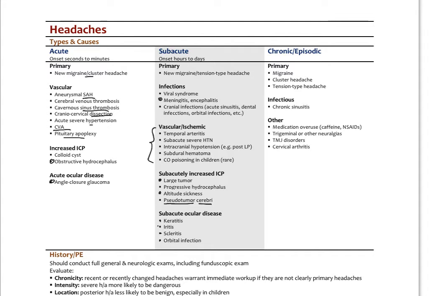And then chronic headaches, our primary ones would be migraine, cluster, tension, so we're going to discuss those in depth. Infectious headaches like chronic sinusitis, and then medication overuse, caffeine and NSAIDs, trigeminal neuralgia, for example, TMJ, and then cervical arthritis. All these can cause chronic headaches.